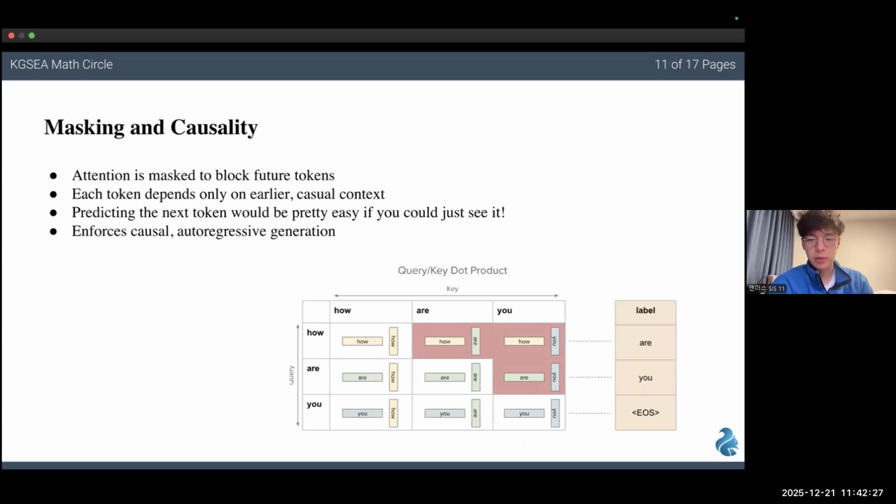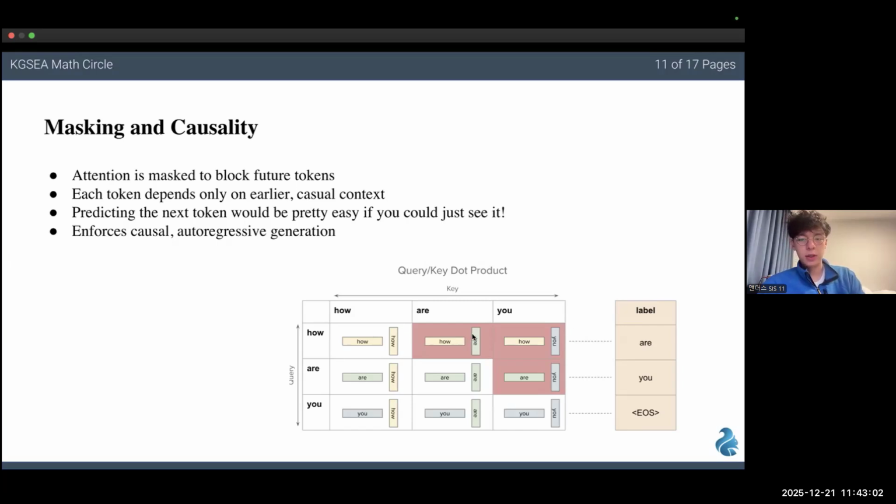And here's a step that's really important for decoders, and this is called masking. Attention is masked to block future tokens. You might have heard that ChatGPT is basically predicting the next word in a sequence. And it's pretty easy to predict the next word if you can just see the whole context, right? So because we're trying to train these models to perform something called causal autoregressive generation, where it'll analyze the sequence once, then append a token to it and analyze that whole body again, we want to block the model from seeing the tokens ahead of it.